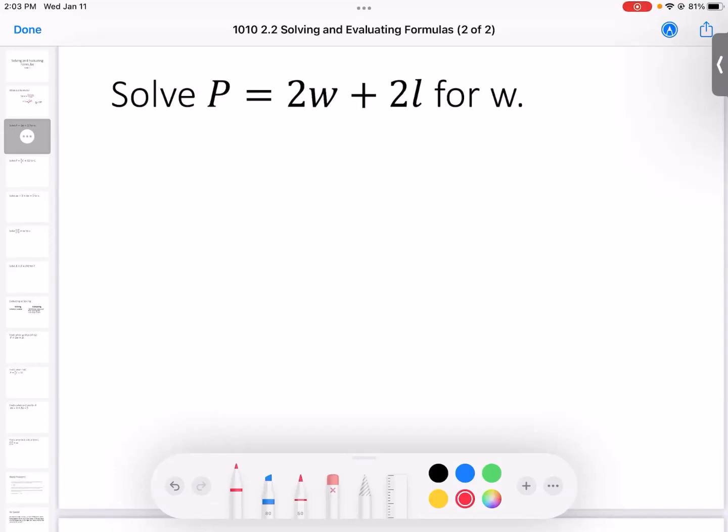The way that we solve the formula for a specific variable, in this case, we want to solve for W, is we treat the W as a variable, and we treat all of the other variables almost as if they were numbers.